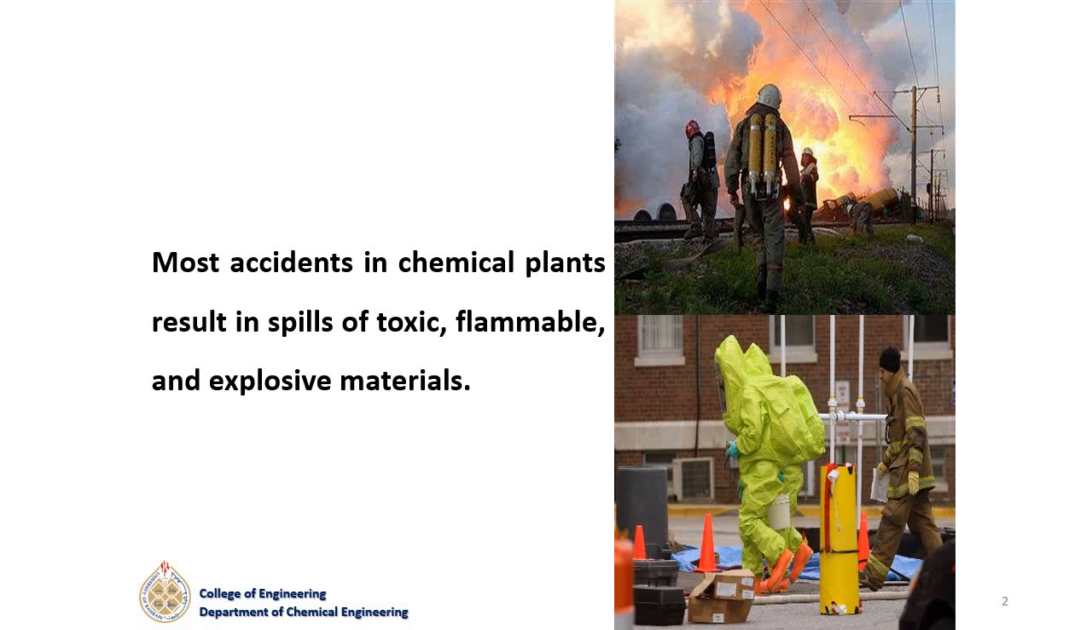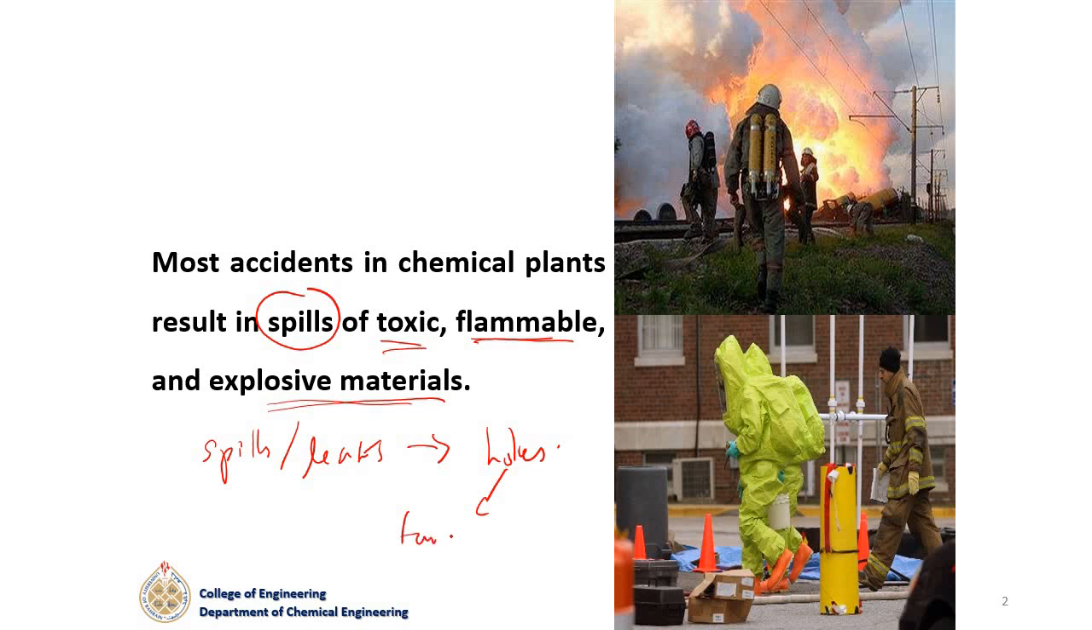But to study the source models, what we are trying to say here is that many of the accidents that happen in our life are because of toxic, flammable, and explosive material. But how do these toxic, flammable, explosive materials go out into the environment or into the atmosphere? It's because of the spills. So what do we have? We have spills and leaks, and these spills or leaks happen because of holes. And these holes could be in tanks or in pipes, right? There could be holes or cracks, right?